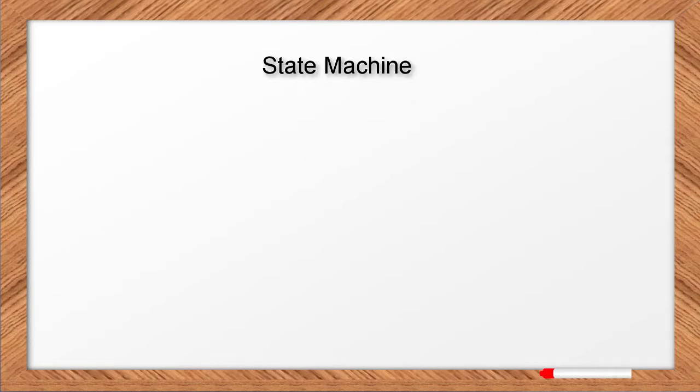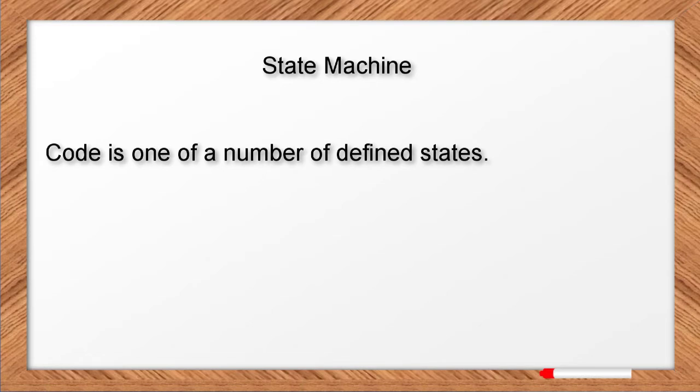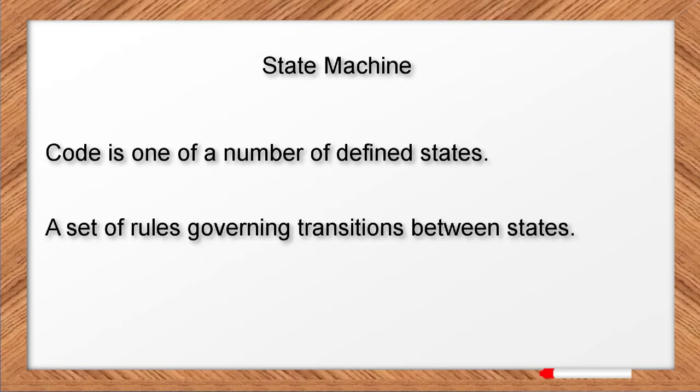A state machine is a software system where the code can be in one of a number of defined states, and there are a set of rules governing how the system transitions from one state to another. In the case of the SimpleButton, we'll change states depending upon what the user does. Here's a diagram of the state machine that drives the SimpleButton code.